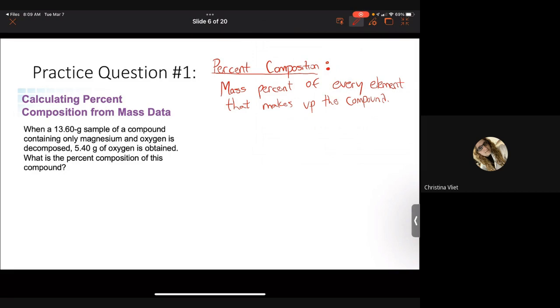We've got a 13.6 gram sample of compound, contains only magnesium and oxygen. We know when we decompose it, we get 5.4 grams of oxygen. What is the percent composition of this compound? Now, we've done reactions, so you may have some understanding of what's going on here. I'll explain it shortly, but when you read it, there's a whole entire reason I do reactions before I do this. A lot of teachers choose to cover the math before they cover reactions, but for me it doesn't make sense because you need to understand what you're reading.